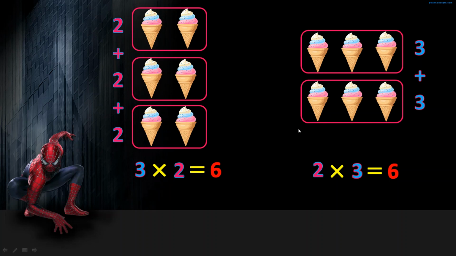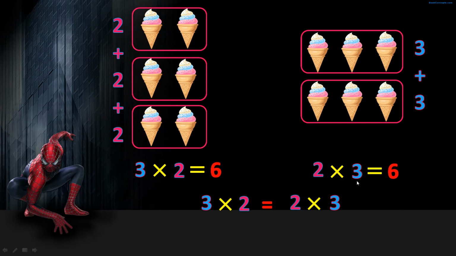Uh-oh, can you notice that? 3 times 2 equals 6. And 2 times 3 also equals 6. That means if I repeat the number 2 three times, it's the same as if I repeat the number 3 two times. 3 times 2 equals 2 times 3.